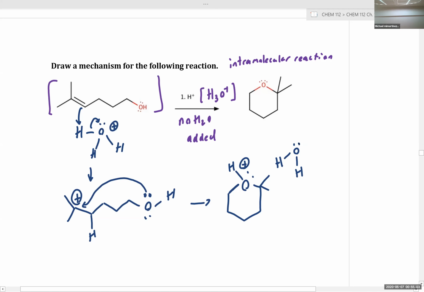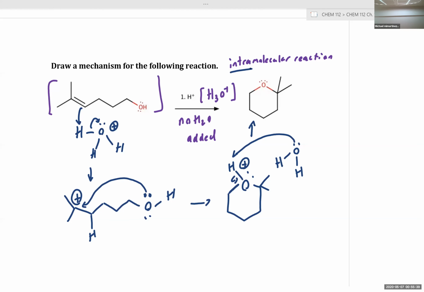So your base can be anything from a reactant molecule to some water floating around, or depending on its basicity, the conjugate base of your acid. So our base is then going to deprotonate our ether, and we'll generate our desired cyclic ether product. So this is an intramolecular reaction where both your nucleophile and electrophile are in the same molecule.